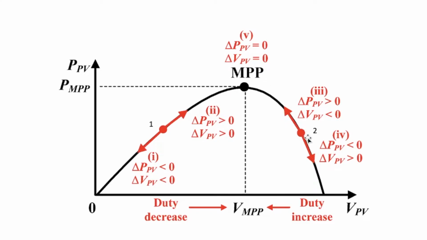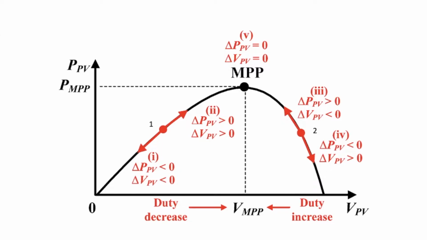Now coming to point 2, as you can see, if it goes from point 2 below, the power decreases but the voltage increases. However, if it goes from point 2 and above, power increases but the voltage decreases. So in this case, the duty cycle must decrease so that the voltage can come towards the maximum power point. So this is how the perturb and observe algorithm works.